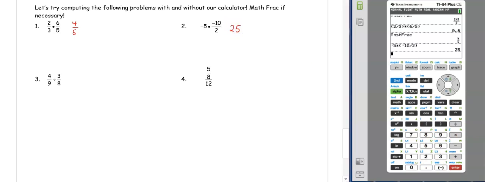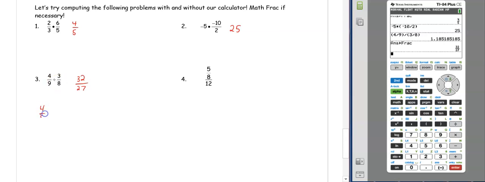In the next two, we are dividing our fractions. So we have 4/9 divided by 3/8. So in our calculator, 4 divided by 9, close parenthesis, divided by another set of parentheses, 3 divided by 8. Math, enter, enter. So that is going to be 32/27.